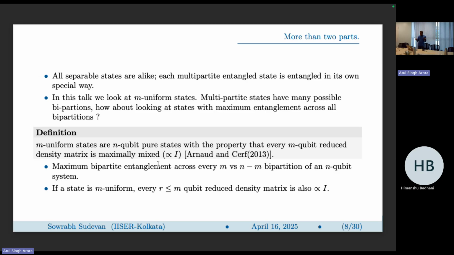Now one thing that follows is that if a state is m-uniform, then it's not just every m-qubit reduced density matrix that is maximally mixed. Every smaller density matrix is also maximally mixed, like the m minus 1 density matrix. So if something is m-uniform, it is also m minus 1 uniform, and so on.